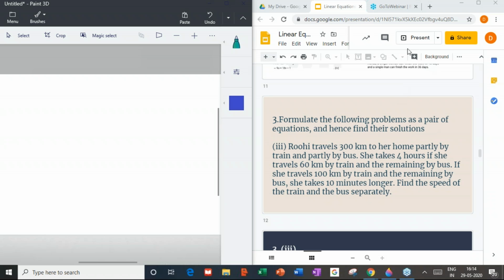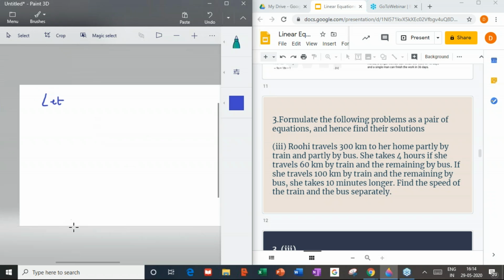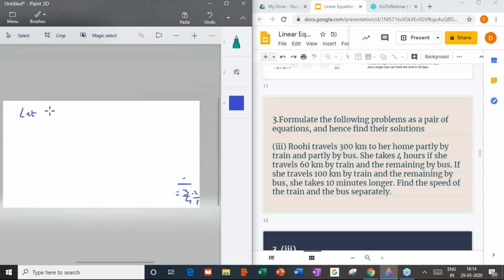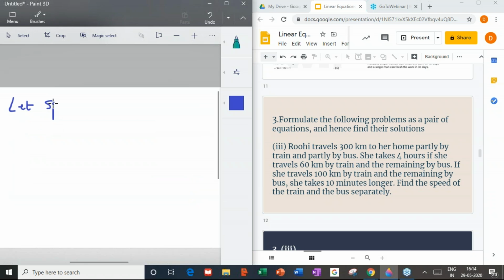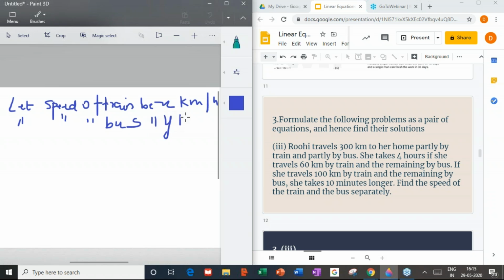Okay, so here, first things first, what is asked? Find the speed of the train and bus separately. So we'll say let the speed of train be x kilometer per hour, right? And then let the speed of bus be y. So we are first going to write this much, because this is what they have asked in the last line of the question, right? So let the speed of train be x and let the speed of bus be y.